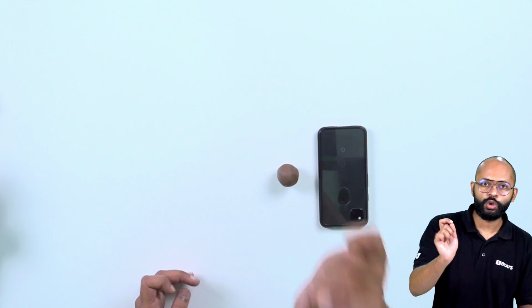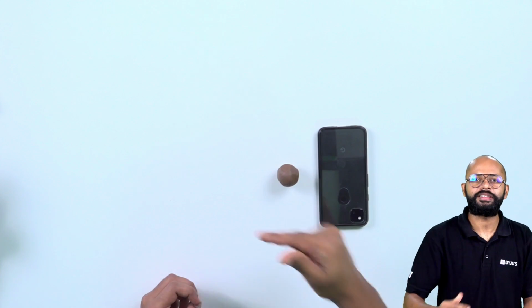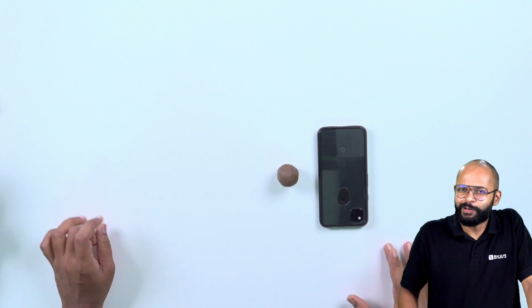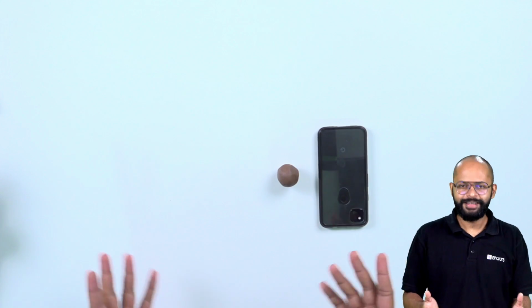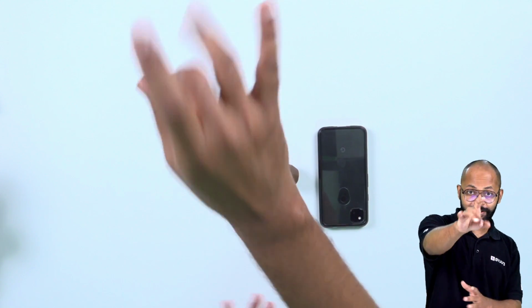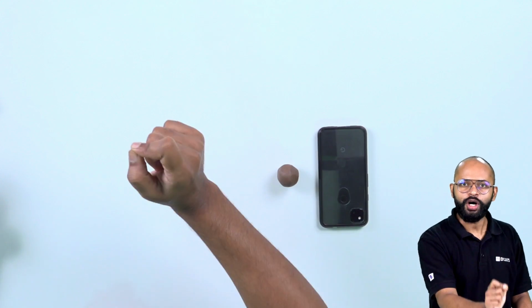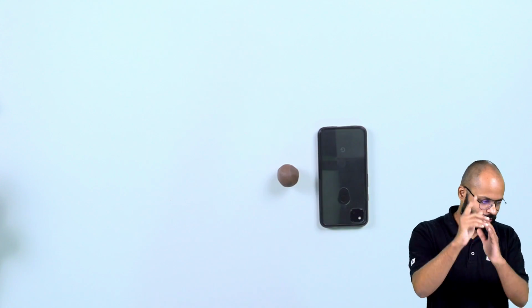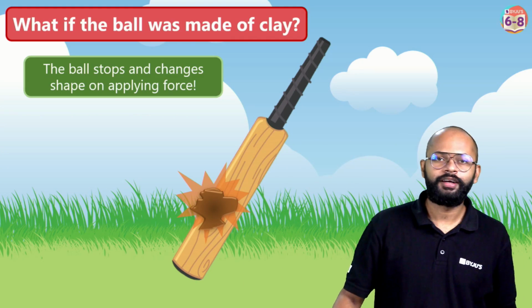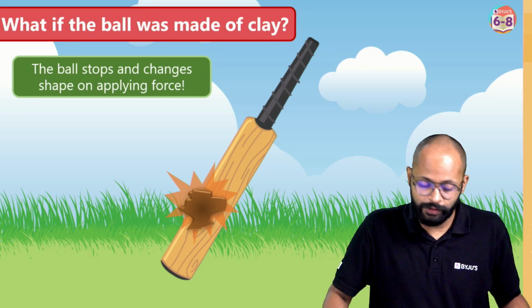It won't work. So, what is the force doing to this clay ball? It is changing the shape. And we have learned this in the book. Force can also change the shape of an object. Same thing we are seeing over here, right? That's how we learn things. Books with practical, right? So what have we learned? That force can also change the shape of the ball.